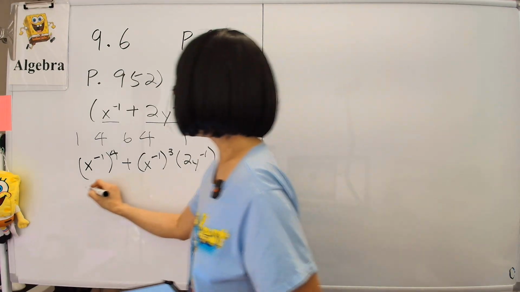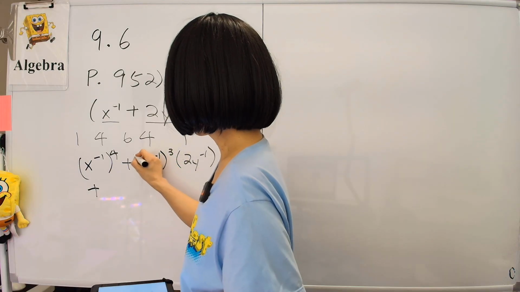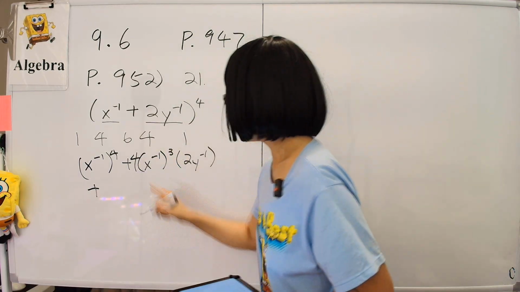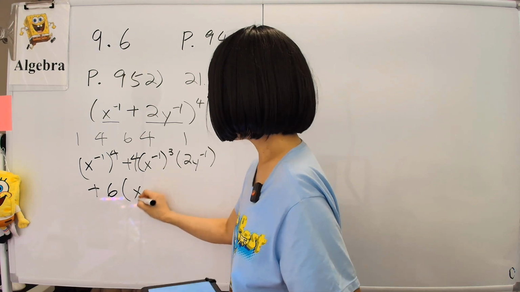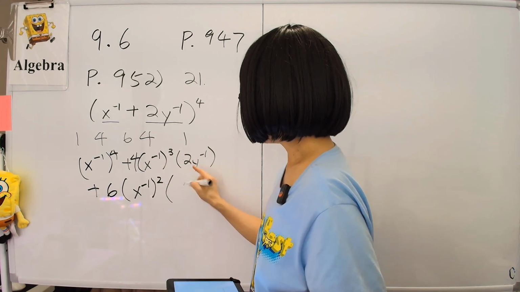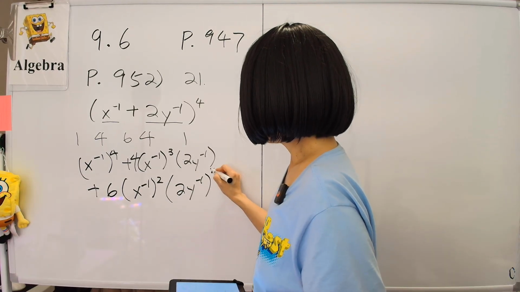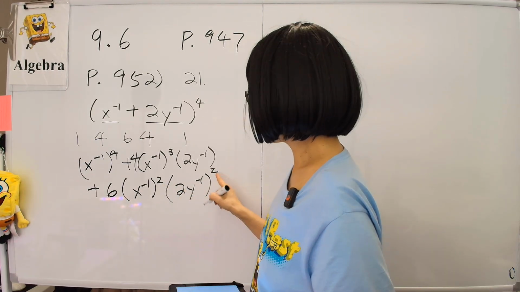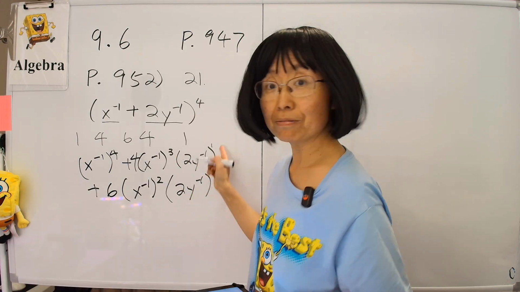And then plus, that's 1 and 4. We'll write it down here. And then the third term is 6, and the x goes down from 3 to 2. The y term goes from 1 to 2. And notice the total power stays at 4. This 3 plus 1, there's a bit of a 1 there.